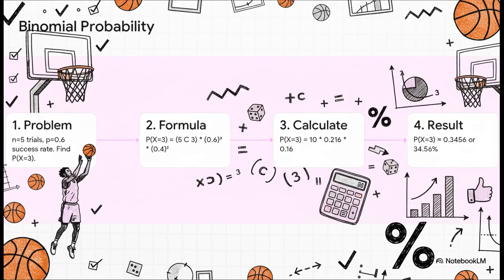Let's actually solve one. Imagine a basketball player who makes 60% of their free throws. If they take 5 shots, what's the probability they make exactly 3 of them? Okay, in our formula, n, the number of trials, is 5. p, the probability of success, is 0.6, and k, the number of successes we're looking for, is 3. We just plug those numbers in. 5 choose 3 is 10. We multiply that by 0.6 to the power of 3 and 0.4 squared, and we get a final answer of about 0.3456, so there's a 34.56% chance.